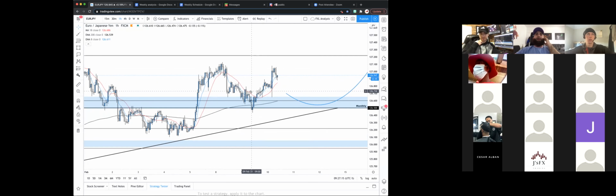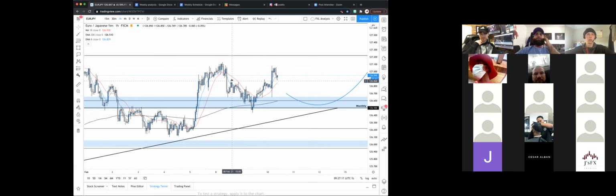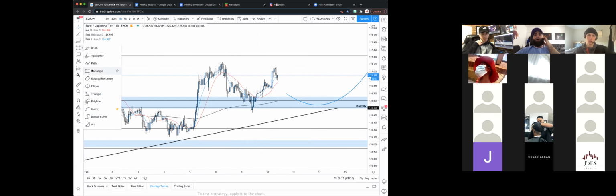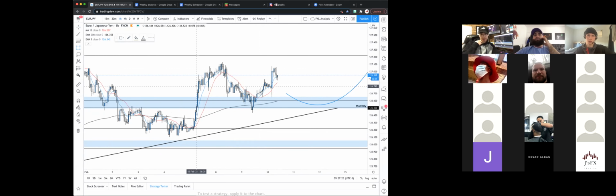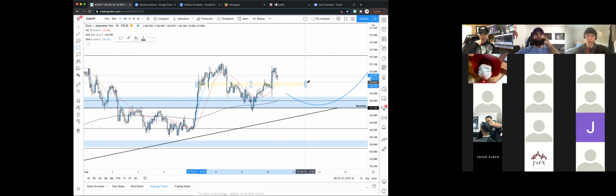So guys, if this thing comes back to like 126.800, right around that area, and then starts to show signs of still being bullish, then I would just take a long on this. Let me split this real quick, actually. Yeah, right in that area.